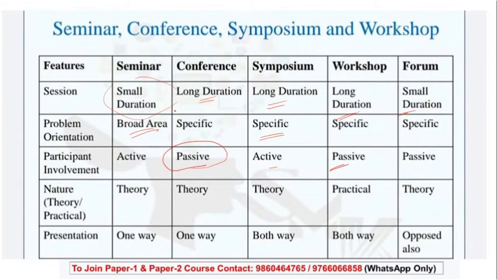Nature of theory: seminar is theoretical, and so are conference and symposium, everything excluding the workshop, wherein there is hands-on experience. When the audience is told to try, it becomes practical. Presentation: under seminar and conference it is one way, symposium both ways. Workshop is also both ways. In a forum, unless it has been opened for everyone, it depends; it can be either one way or two way.